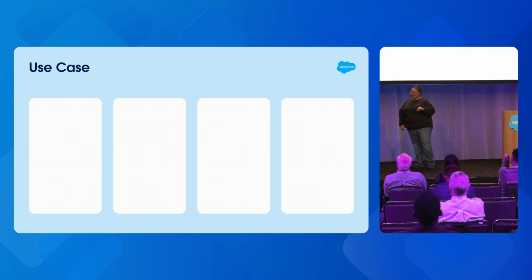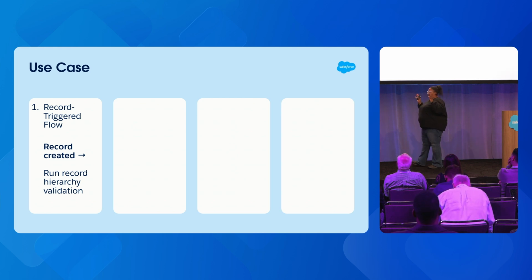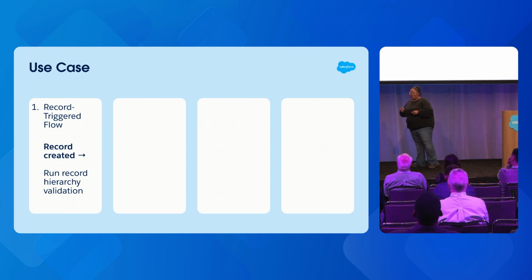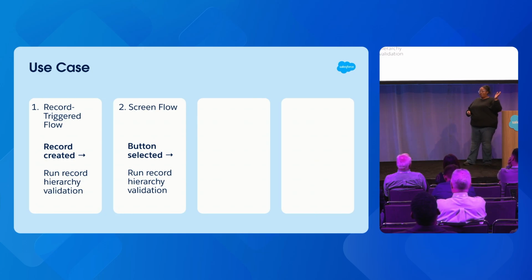So here's the use case. I had a situation where I was asked, every time a record is created, I want to run a validation on the hierarchy. So I gathered all the requirements, created it, and it ran really well for a year. Time went on, and they said, we now want to do it on demand. So that involved a screen flow with a button trigger. I created that and put that same logic within that screen flow.